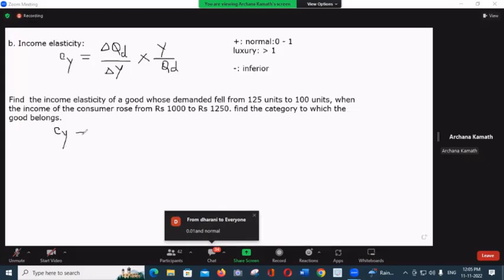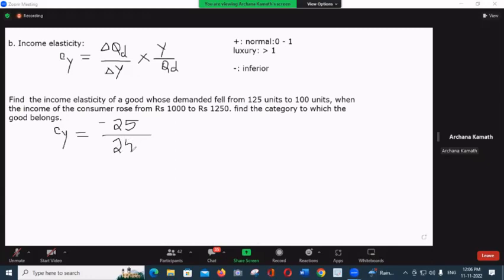Elasticity is equal to, see, demand fell from 125 to 100 units. There is a decline in demand of 25 units, right? And why did this demand fall? Because your income increased from 1,000 to 1,050. So there is a positive change in your income. Income increased. So there is positive.